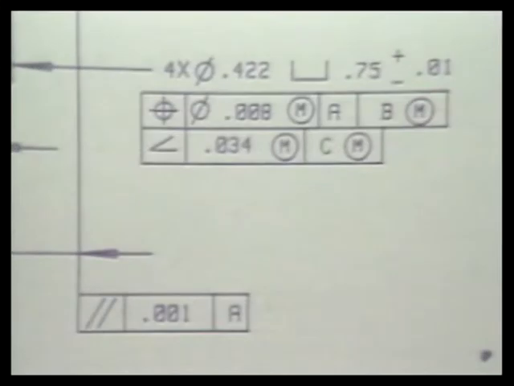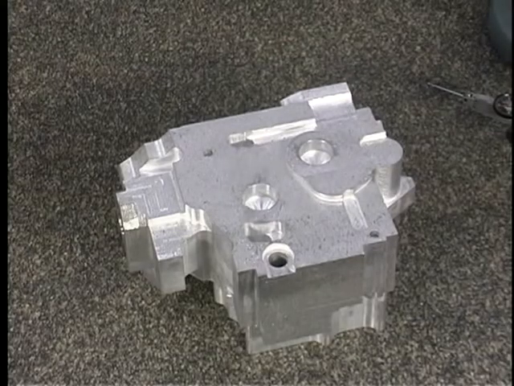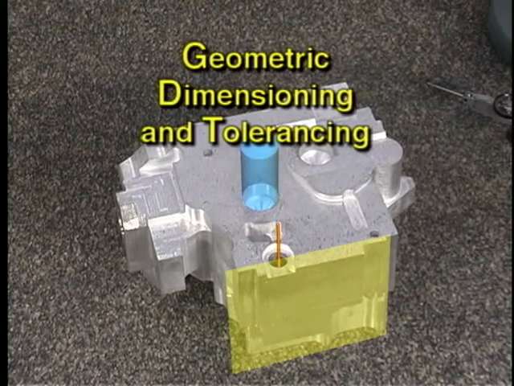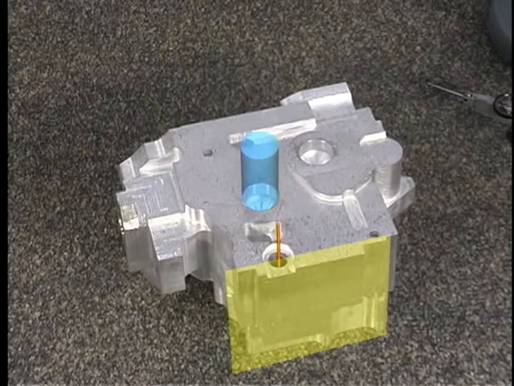This is an example of a part print which uses geometric dimensioning and tolerancing. These symbols call out different geometric tolerances. Geometric tolerances use geometric forms, such as planes, lines, and cylinders, to control the shape and dimensions of workpieces. Geometric dimensioning and tolerancing, commonly called GD&T, is in widespread use today.